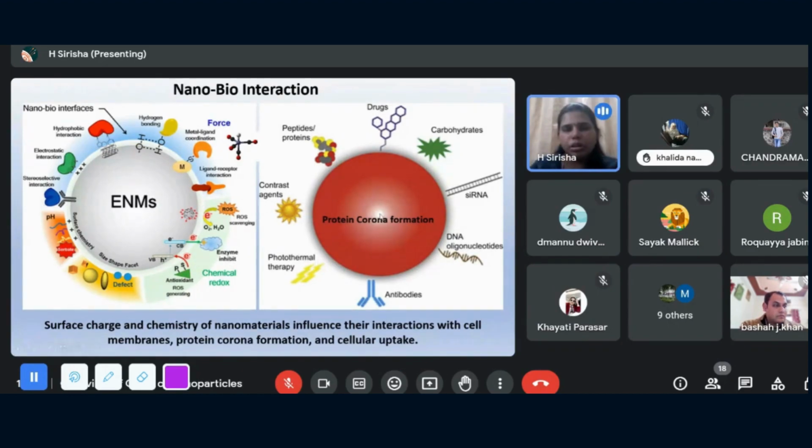Now when you come to the cellular aspect of it, this engineered nanomaterial can interact with any biological entity such as carbohydrate, siRNA, DNA, oligonucleotide, antibody, photothermal therapy, contrast agent, and peptide. At this interaction point, what is called protein corona formation occurs. The plane at which the engineered nanomaterial and the cellular entity come together is called protein corona formation. So the surface charge and the chemistry of the nanomaterial influence the interaction with the cell membrane, protein corona formation, and the cellular uptake.